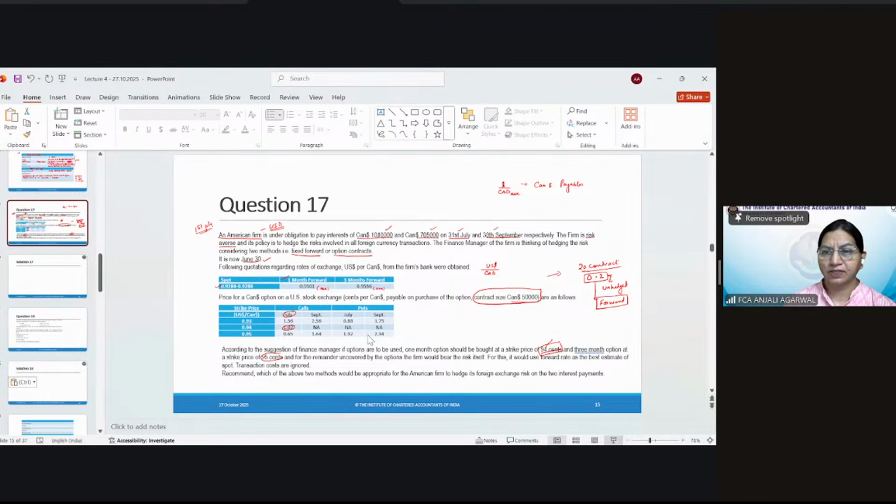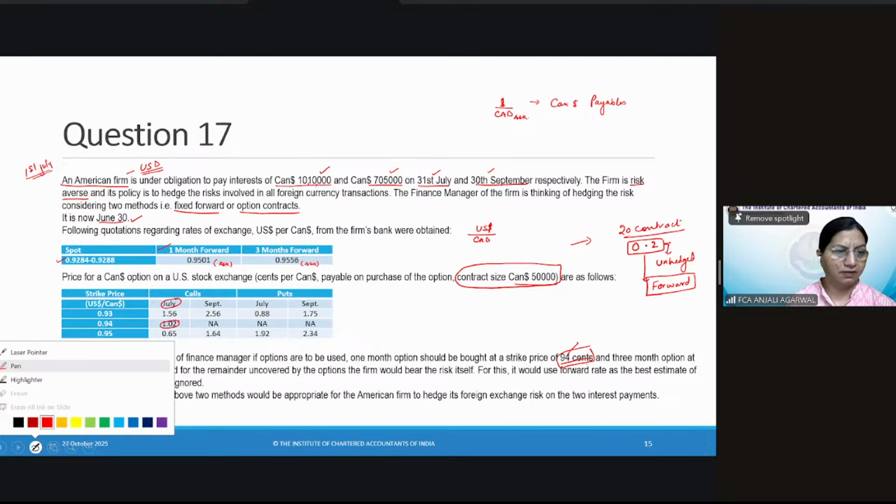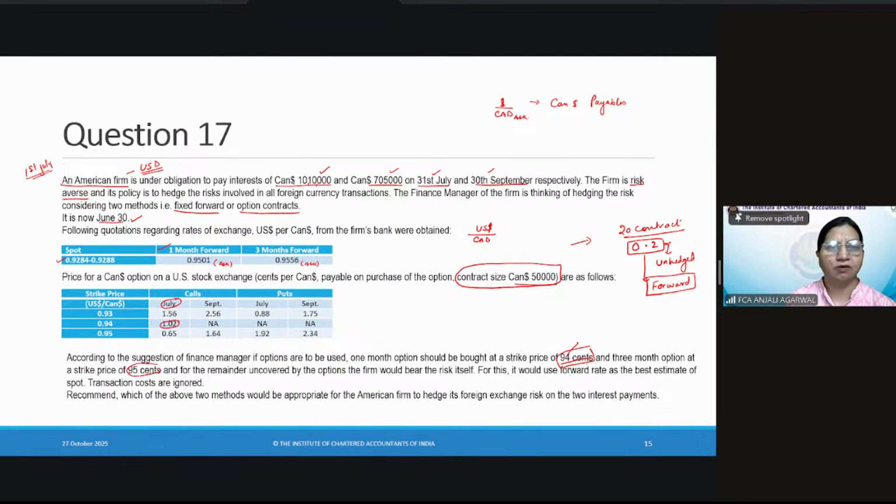Let's discuss this question once again. Now, an American firm is under an obligation to pay interest of Canadian dollars 10 lakh 10,000 and Canadian dollars 7 lakh 5,000. There are two dates, 31st July and 30th September. The firm is risk averse. It will hedge the risk involved in all foreign currency transactions.